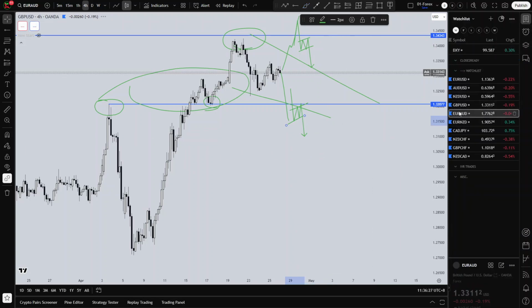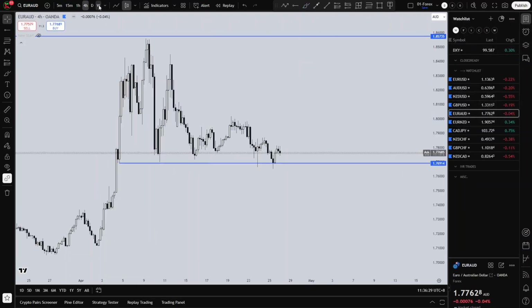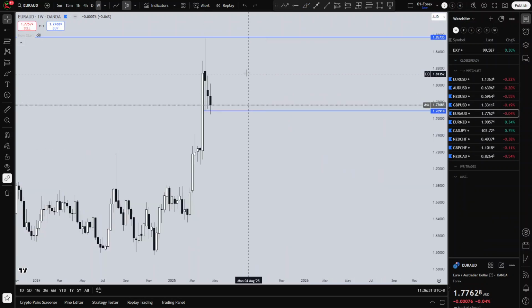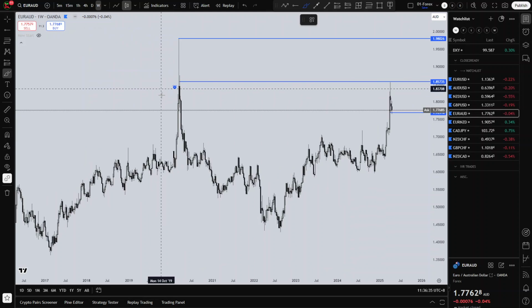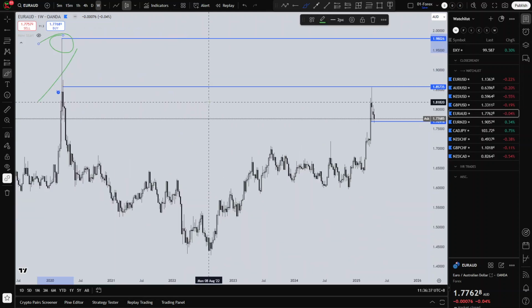And if we start trading below all this price action, followed by a bearish continuation, happy to take a short in this area. Euro Australian dollar on the weekly time frame, we can see we still have some room to the upside potentially. We still have this wick here to fill.